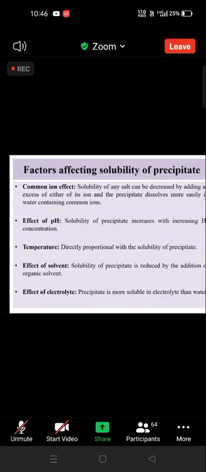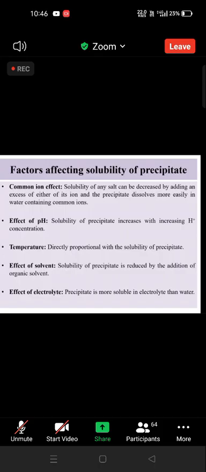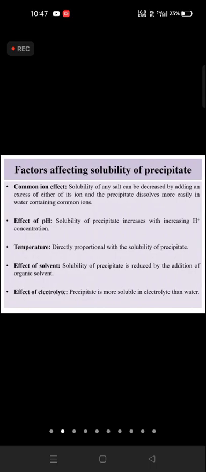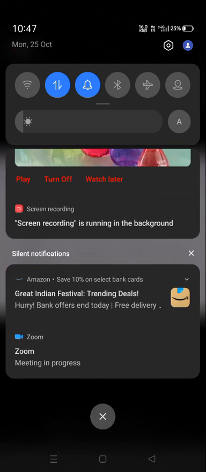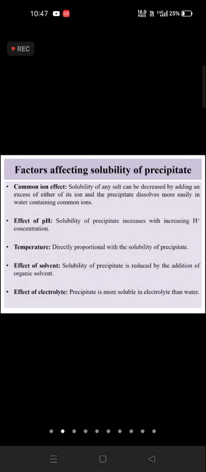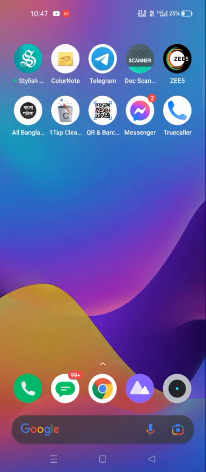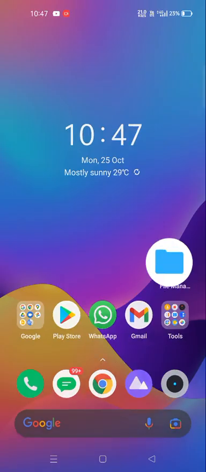That means suppose in a solution Na+ ion and Cl- ion is already present. You are adding excess of Cl- again. So Cl- ion is the common ion that you are adding. So what will happen? This Cl- will have a tendency to get dissolved within the solution. So the more common ion effect will be produced, the more will be the chance of the dissolution of the precipitate.